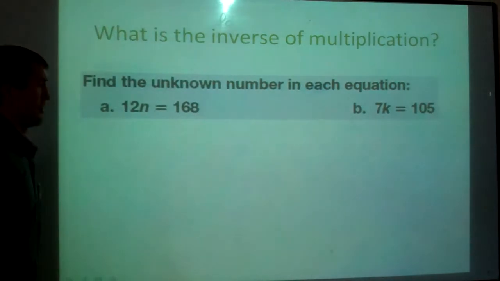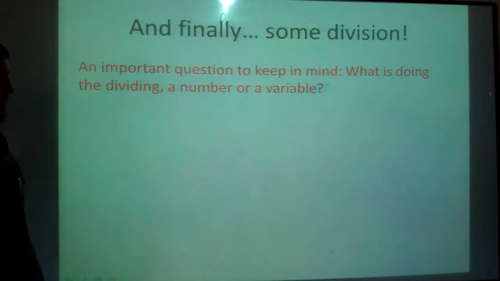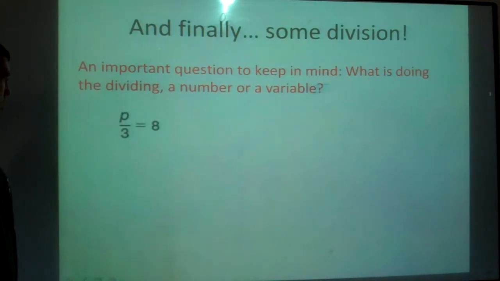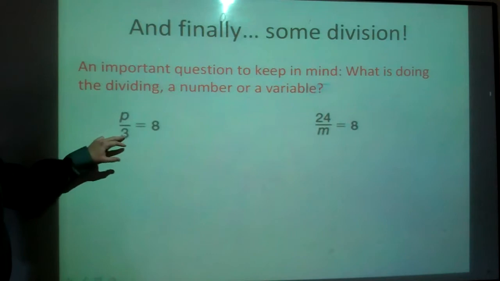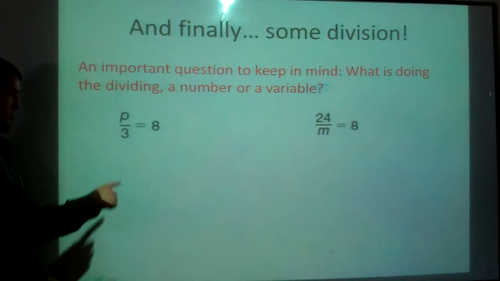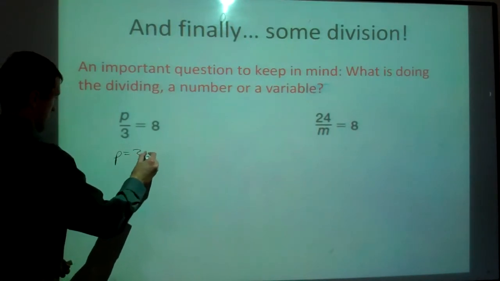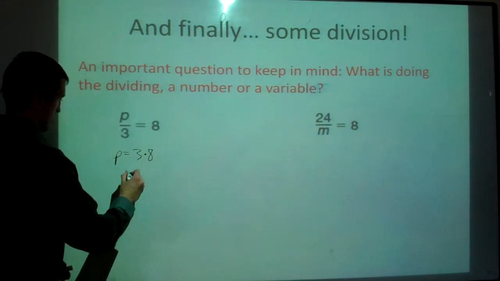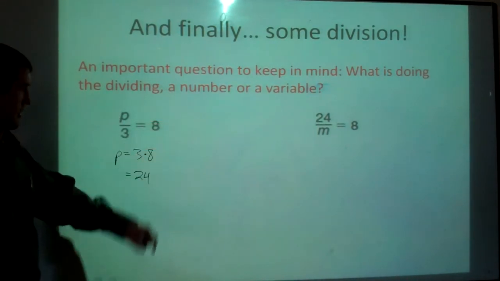Now our last one is division. And one thing to keep in mind, what is doing the dividing? Is it a number or a variable? Kind of like our subtraction, we had to pay attention to that. Alright. Here we have some number divided by 3 gives us 8. If the number is on the bottom here, we will do multiplication. So we know that p equals 24. 24 divided by 3 will give us 8.